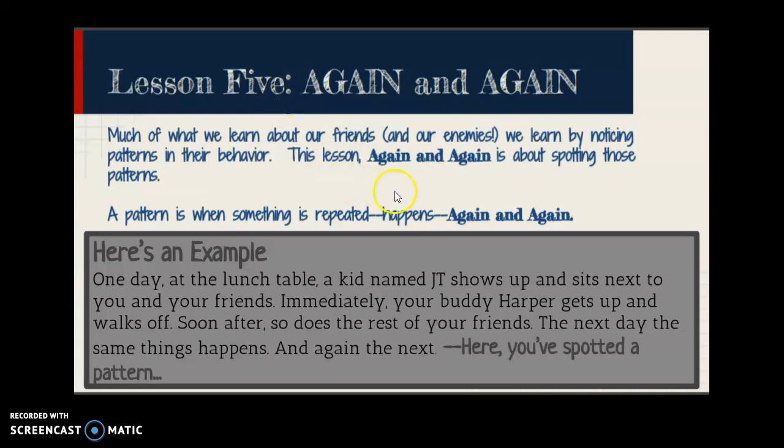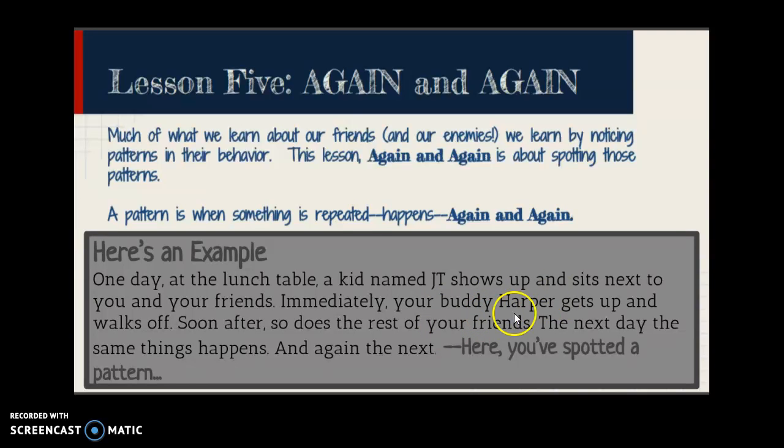Number 1, Harper does not seem to want to be around JT. So we can start drawing some inferences that maybe Harper doesn't like JT, maybe JT is bothering Harper, but regardless, Harper wants to get away from JT. And we've seen that because of 3 times in a row, him getting up from the table as JT sat down.